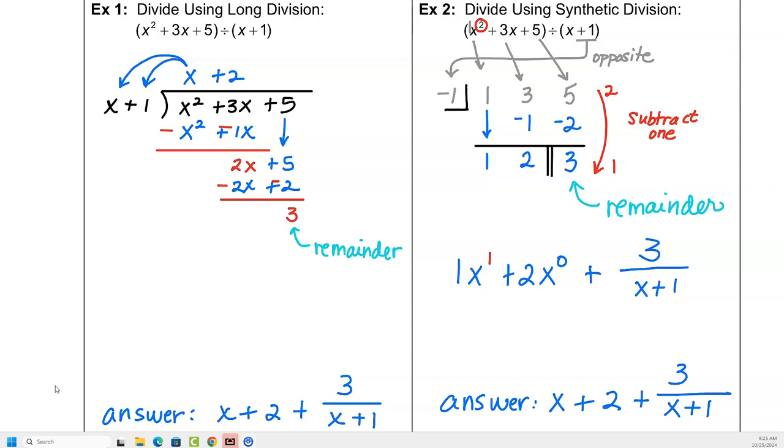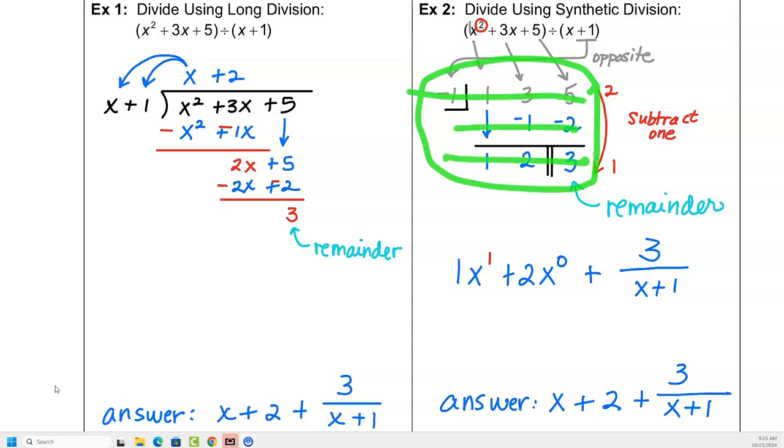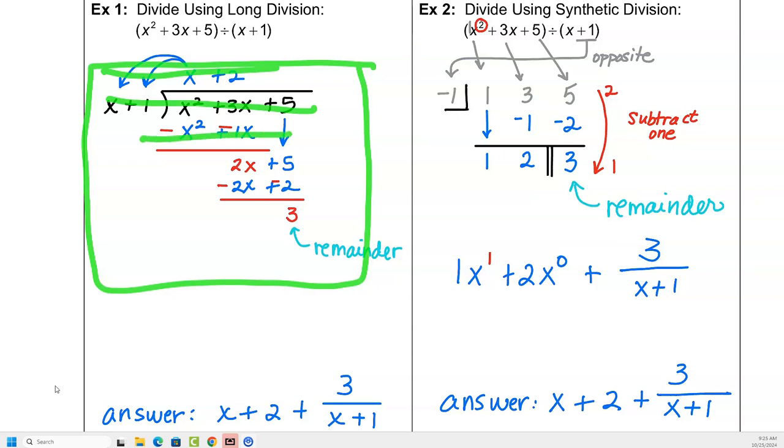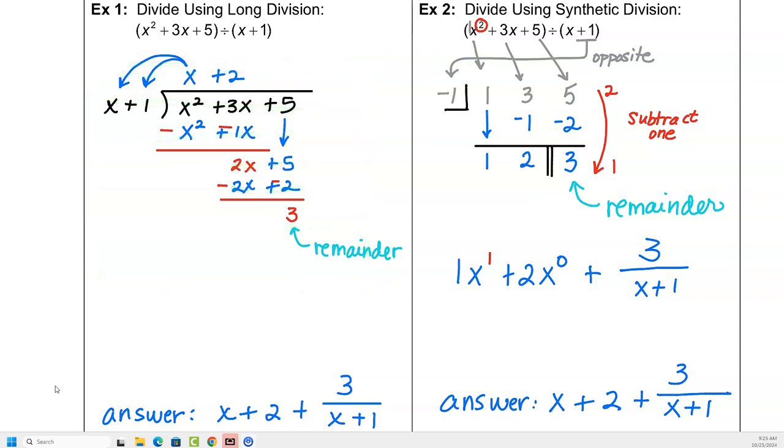Now, notice this. In terms of space, synthetic division only takes up 3 lines. Do you see that? It's always 3 lines: 1, 2, 3. Now, it might be a little longer going to the right, but it'll only take up 3 lines. But notice long division, just doing this simple one, took up 1, 2, 3, 4, 5, 6 lines. So it's already half the space.